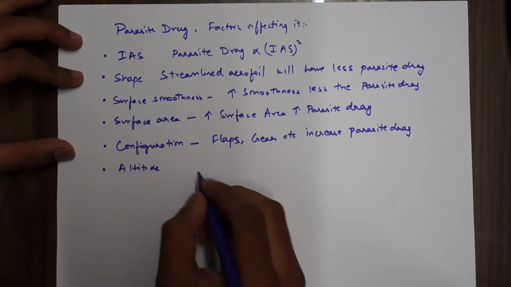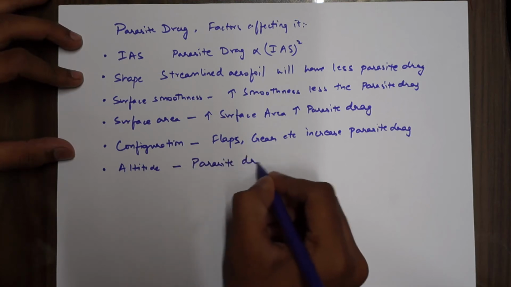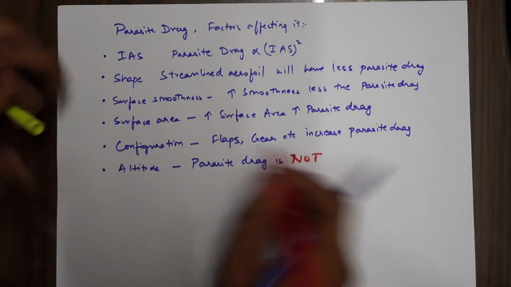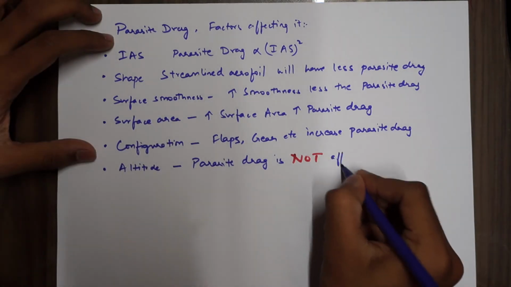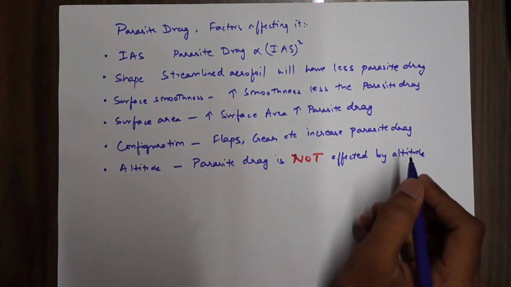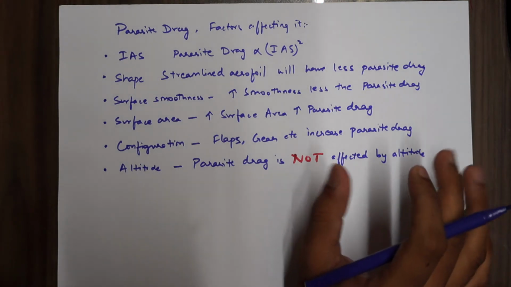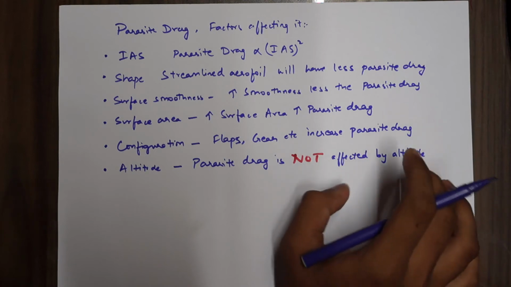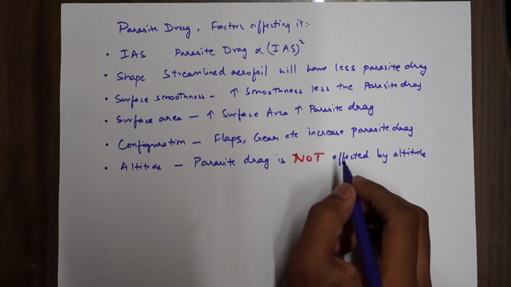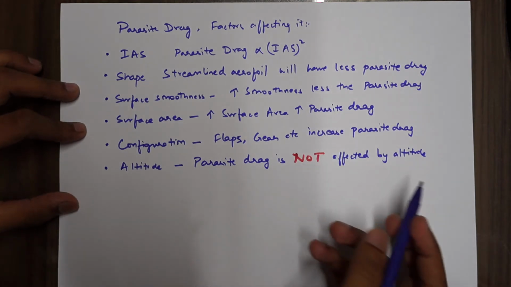So this is an important point to remember. Parasite drag is not affected by altitude. The reason you might want to know is, generally when you are flying, it will be flown at a constant IAS, or the dynamic pressure will remain constant, and this means that the parasite drag is not going to be affected, because at a higher altitude your TAS will also be higher. So parasite drag is not affected by altitude.